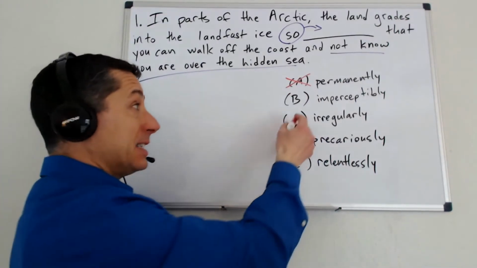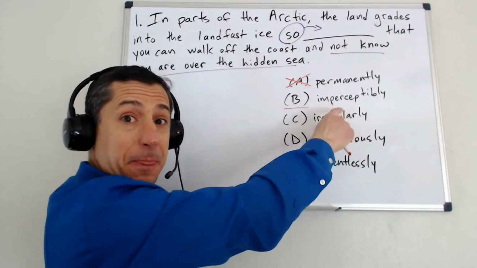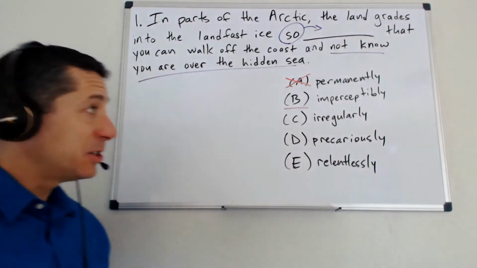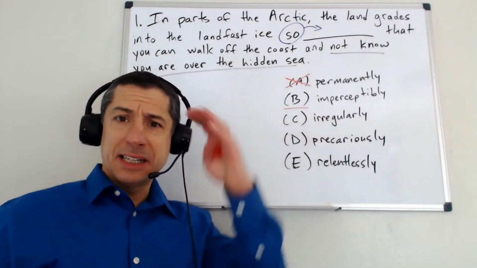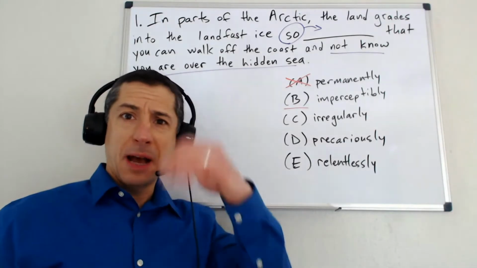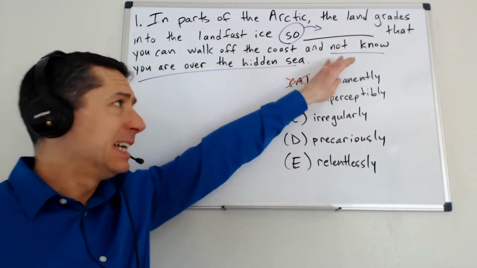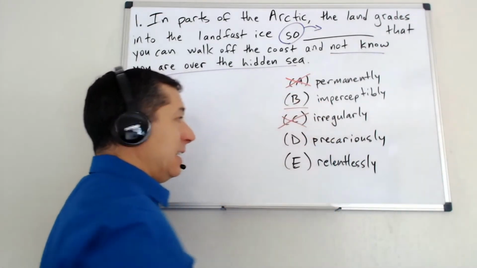Imperceptibly, I'm going to hang on to that one because that's exactly what we're talking about. We can't perceive that the land is grading downwards into the sea. So that's a contender. Let's hang on to it. Irregularly, well, that's not going to make sense. So if the land is grading in an irregular way up and down, how is that going to lead us to not knowing that we're over the sea? That really doesn't support that idea. So we can get rid of C.